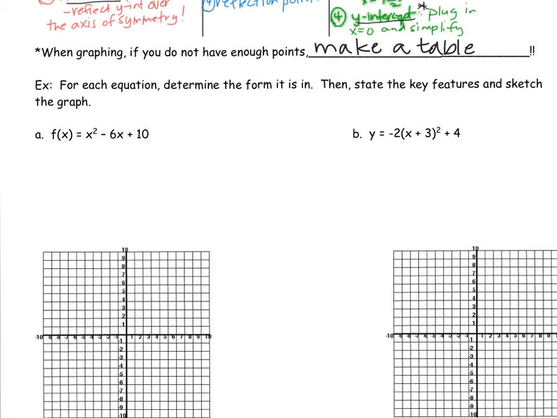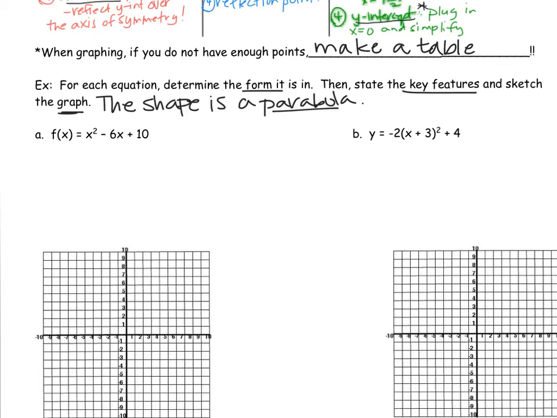functions. For each equation, determine the form that it's in. Then state the key features and sketch the graph. How many of you remember what the name of the graph is called? We'll say the shape or name of the graph is a parabola. So if you're wondering why we haven't said that a lot, that's just the name of the shape. The equation itself is quadratic.